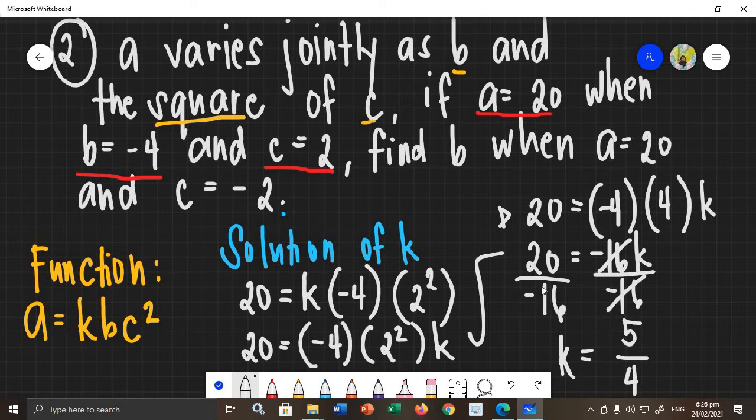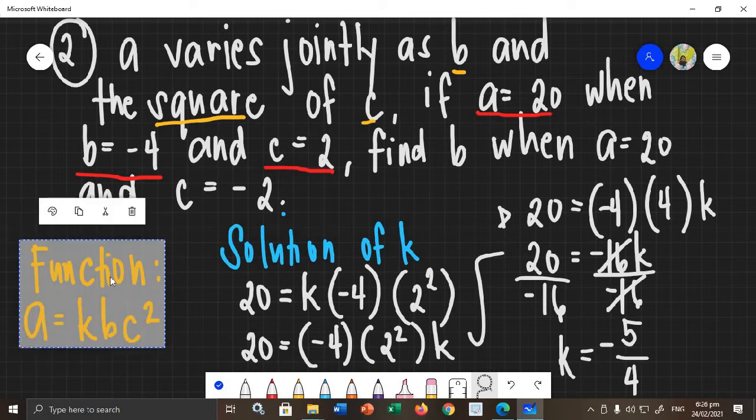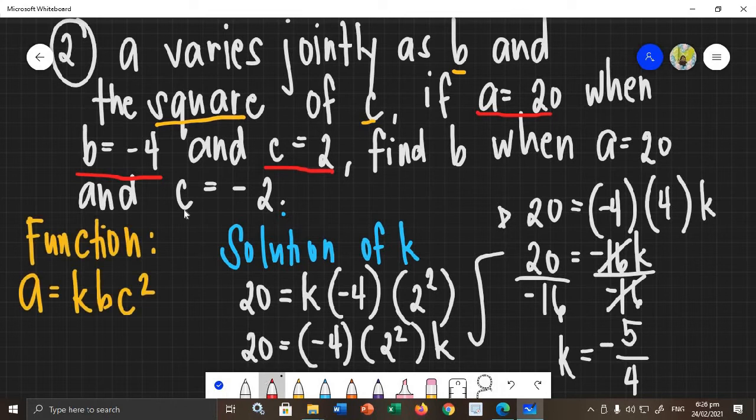And then we have a negative sign there. So automatically, the answer is also in negative. So the value of k is equal to negative 5 over 4. So we can now solve for b kasi we now have the value of our k, which is negative 5 over 4.